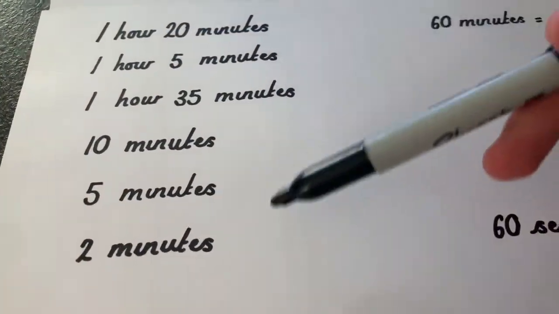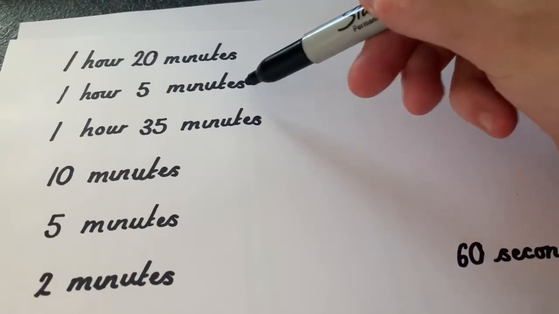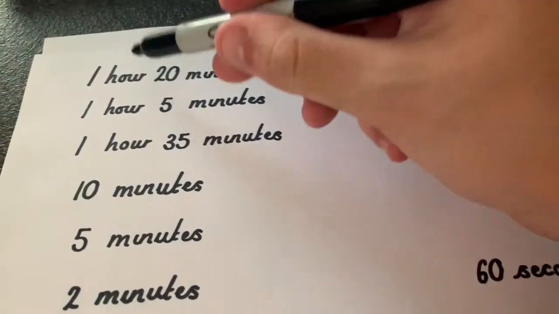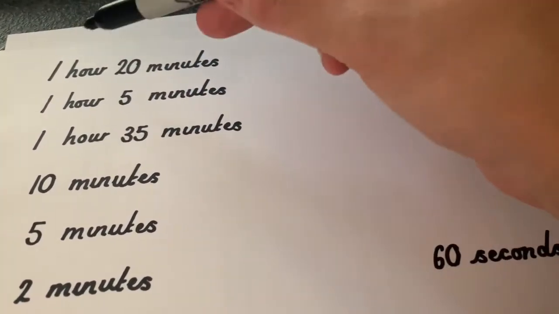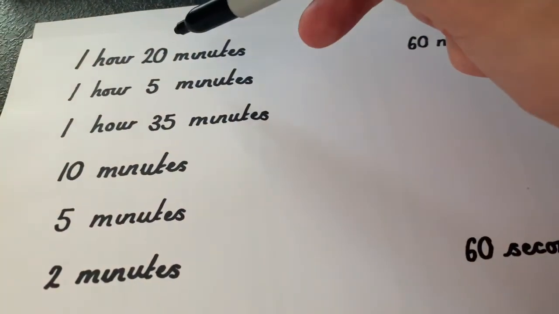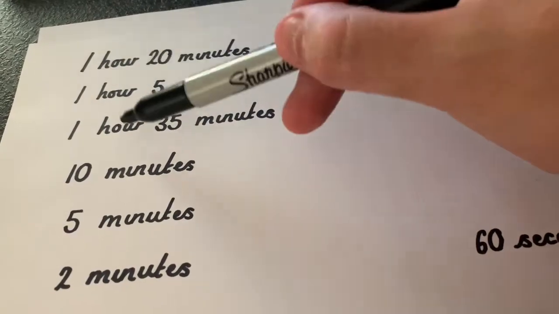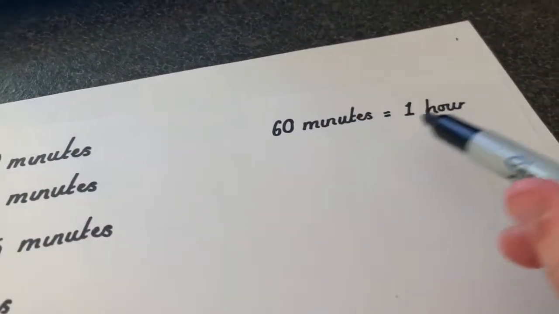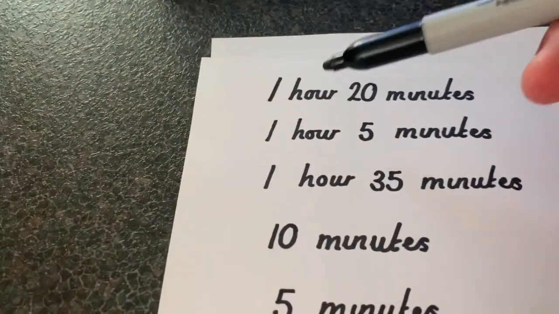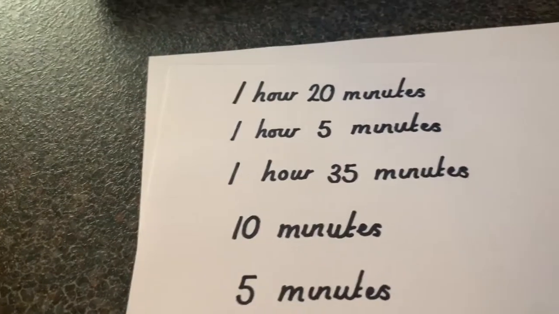Okay, so I've just written out my values down this left-hand side. And what we're going to do is focus on the top 3 to start with. Now, these all have a value greater than 1 hour. There's 1 hour and an additional amount of minutes. We're going to forget the minutes for the moment and focus on this 1 hour. So we know that 1 hour is equal to 60 minutes. So straight away, we know that these 3 values here are all equivalent to 60 minutes.